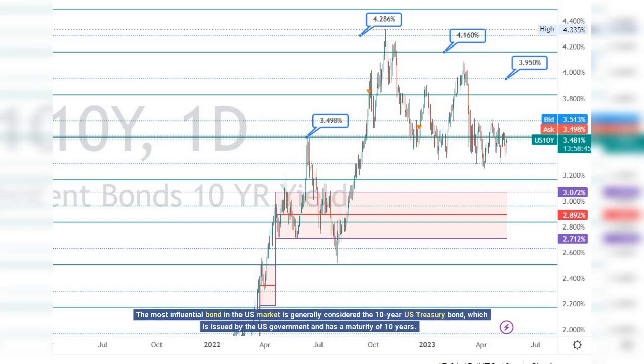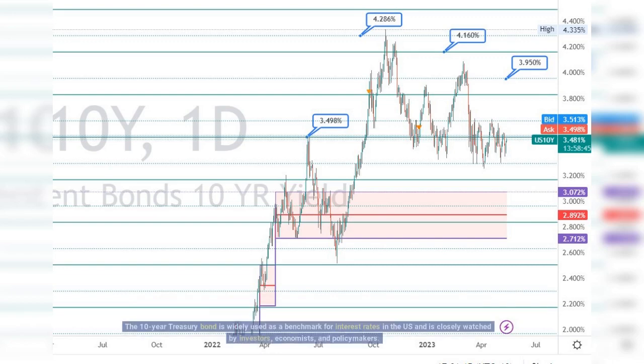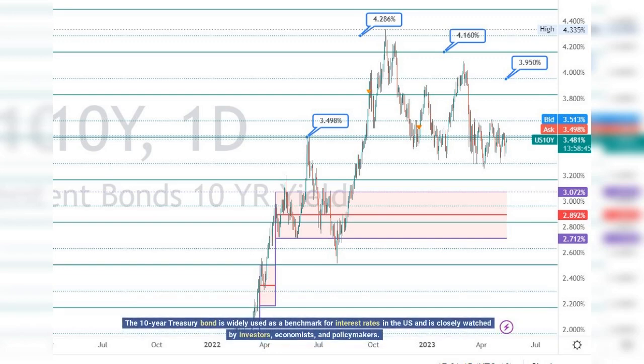The most influential bond in the U.S. market is generally considered the 10-year U.S. Treasury bond, which is issued by the U.S. government and has a maturity of 10 years. The 10-year Treasury bond is widely used as a benchmark for interest rates in the U.S. and is closely watched by investors, economists, and policymakers.